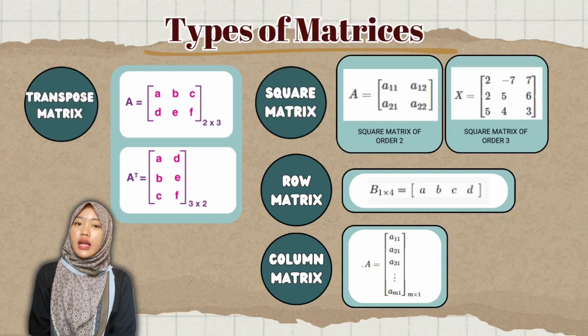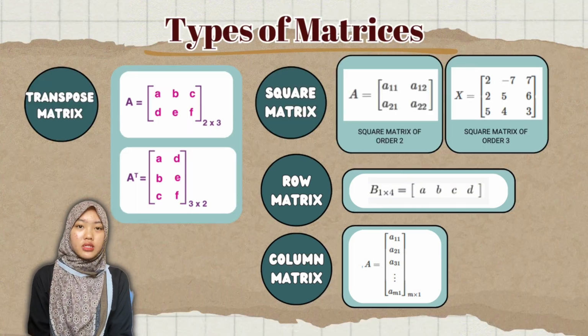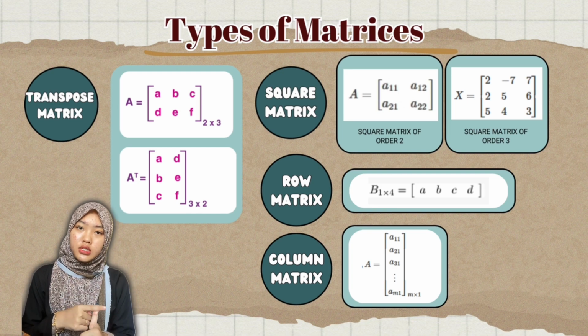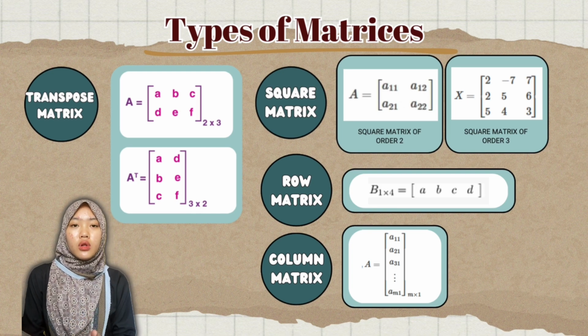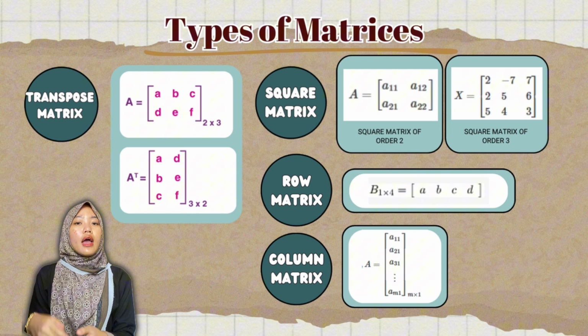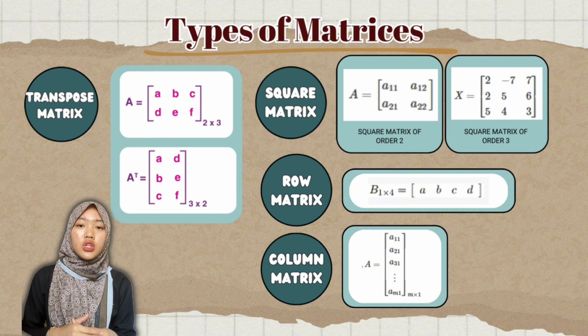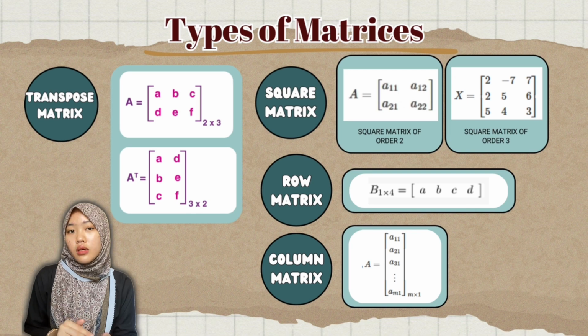Next, we are going to the next slide, which is the types of matrices. In this slide, we have 4 types of matrices, which are transpose matrices, square matrices, and last but not least, row and column matrices. As for the transpose matrices, the transpose of a matrix is obtained by changing its rows into columns and its columns into rows.